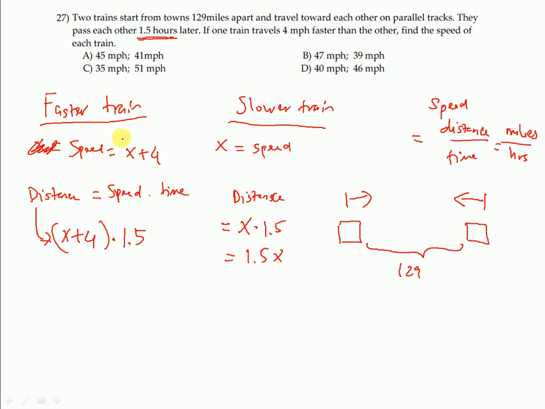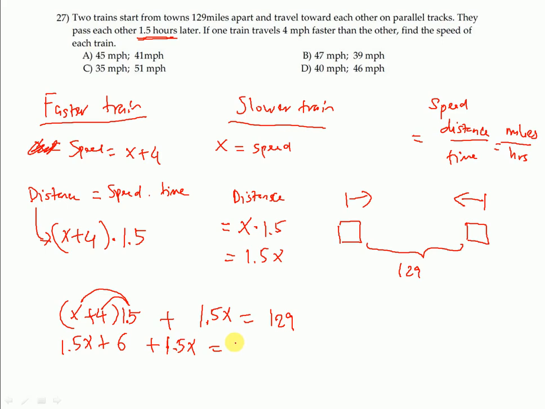Now this is the distance of the slower train, and this is the distance of the faster train. If you sum the two distances together, they must equal 129 after 1.5 hours. So I sum 1.5 times (x plus 4) with the slower one, 1.5x, and they must be 129 miles, because after 1.5 hours they meet in between. That means they have traveled a distance of 129 miles. Now we have the equation, and we can solve for x. Multiply 1.5 by x and 4: I have 1.5x and 6, since 1.5 times 4 is 6, plus 1.5x equals 129. Now combine like terms: 1.5x and 1.5x give me 3x plus 6 equals 129.